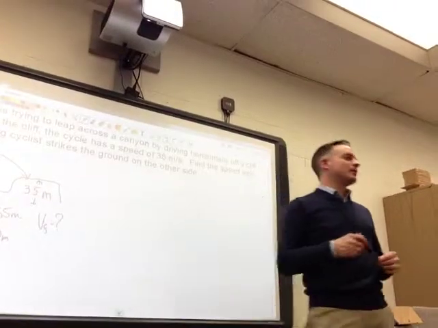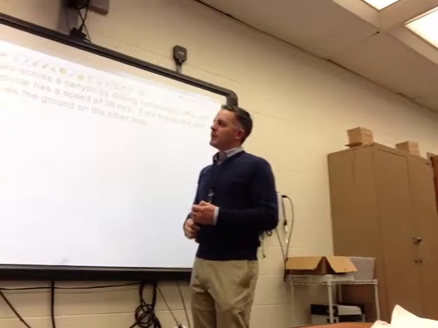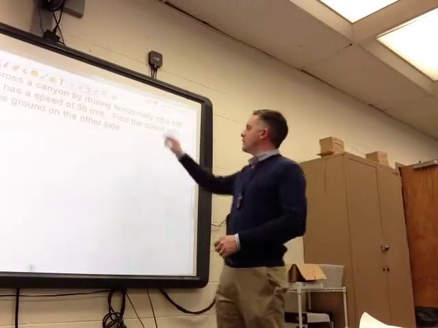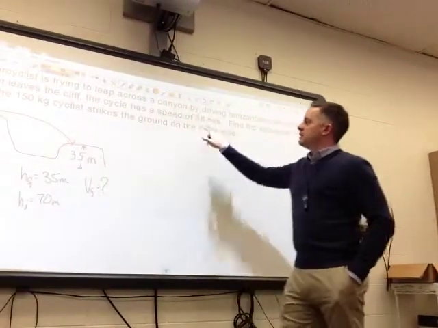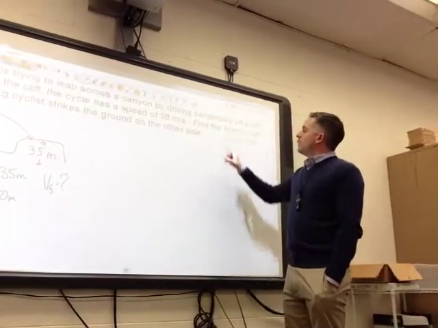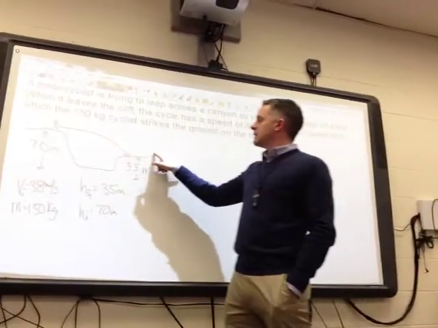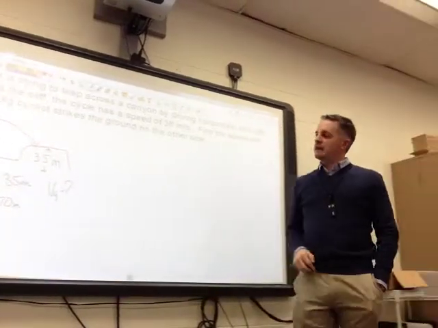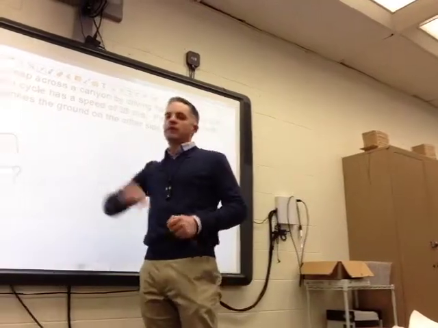So let's look at how we can use conservation of energy. All right. So let's look at this problem. We've got a motorcyclist. He's trying to leap across a canyon by driving horizontally off a cliff. When he leaves the cliff, the cycle has a speed of 38 meters per second. We want to know what is the speed that the 150 kilogram cyclist is going to have when he strikes that other side of the canyon, which is at 35 meters.